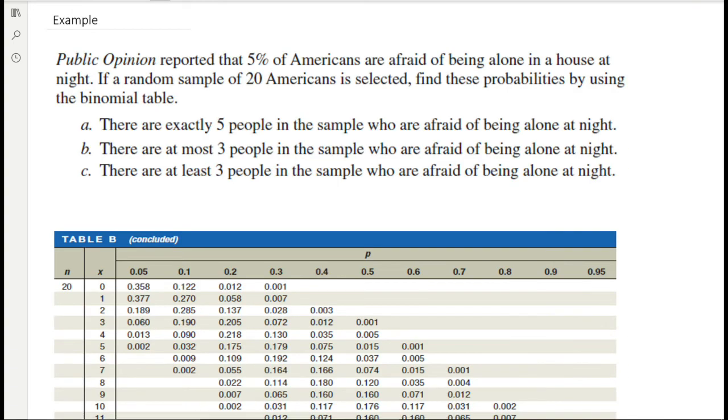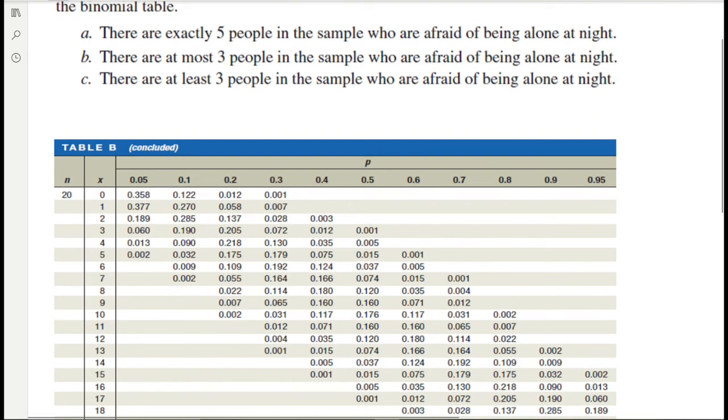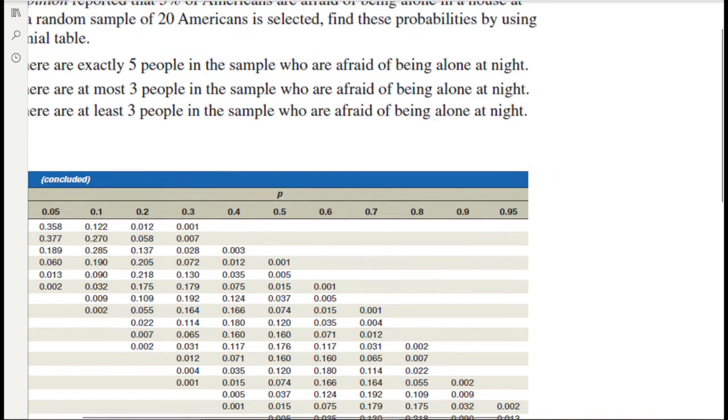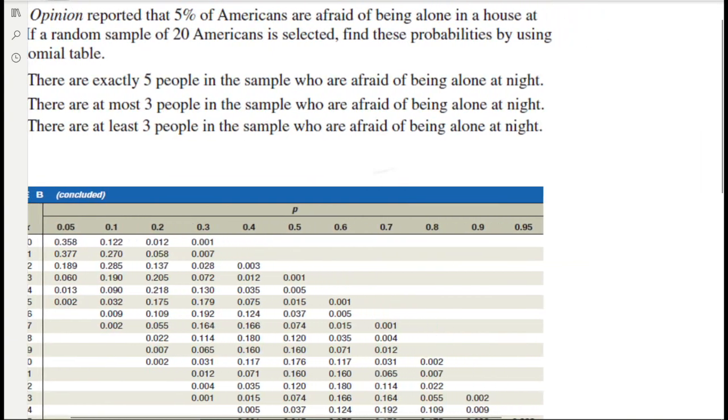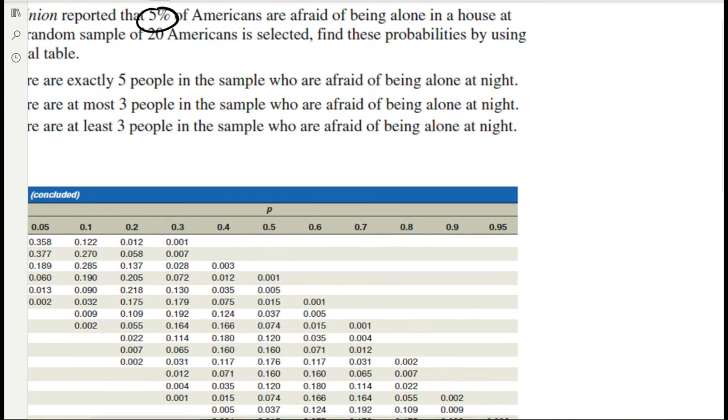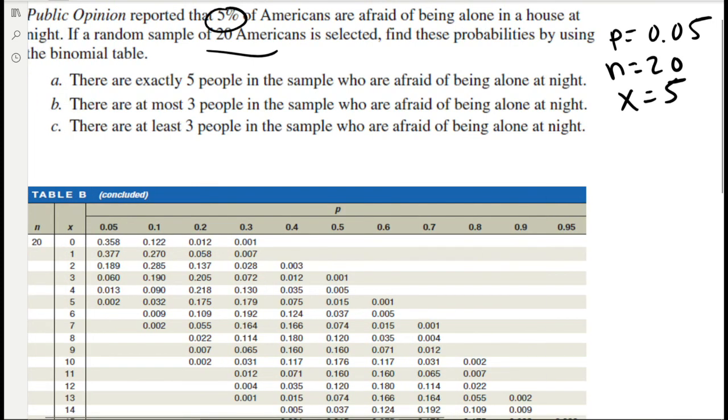So let's look at an example where we use the table. Public opinion reported that 5% of Americans are afraid of being alone in a house at night. If a random sample of 20 Americans is selected, find the following probabilities by using the binomial table. There are exactly 5 people in the sample who are afraid of being alone at night. So if we wanted the probability of 5 people afraid of being alone, well, the probability of success is 0.05, so that's p is 0.05. We have a total sample of 20 Americans, so n equals 20, and then we have exactly 5 people, so x equals 5. So we can use those values.